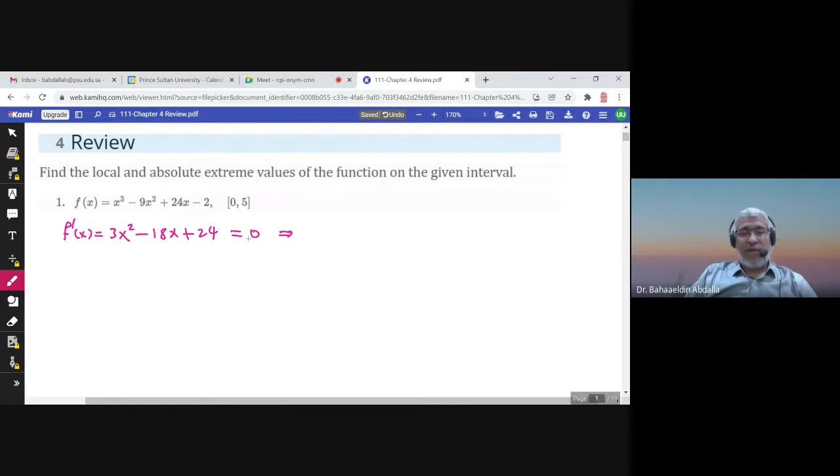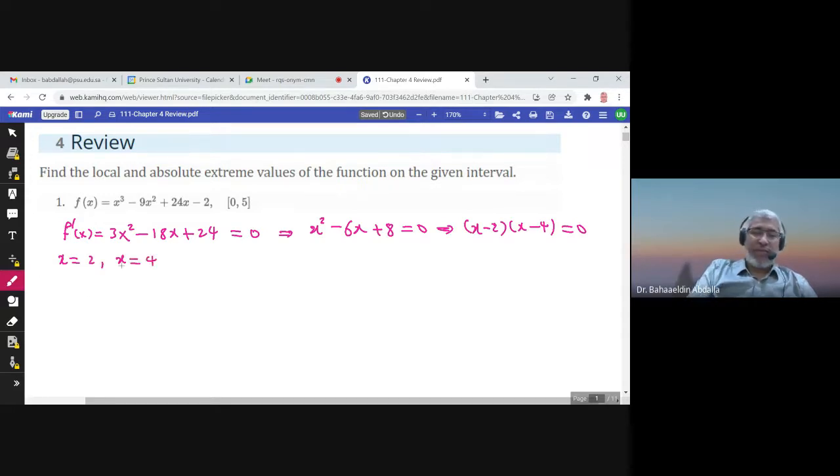If we divide by 3, we can divide by 3 because it's equal to 0. x squared minus 6x plus 8 equals 0. And then I can factor easily. (x minus 2) times (x minus 4) is equal to 0. So either x is 2 or x is 4. So these are the critical numbers.